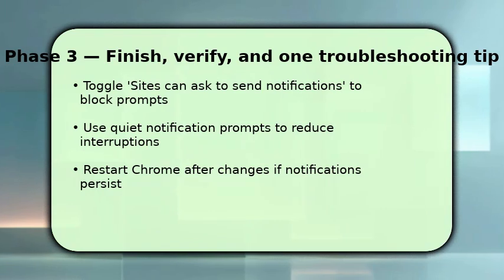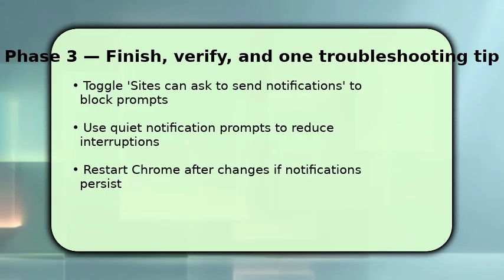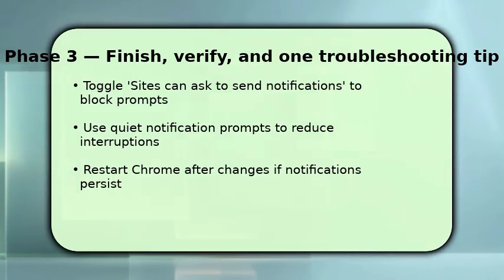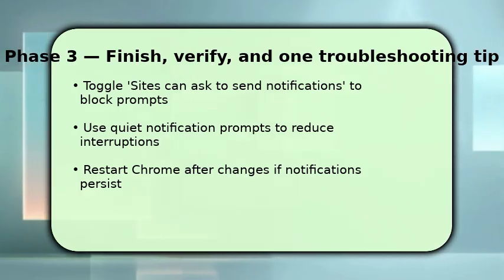Finally, decide whether you want to stop prompts globally or just quiet them. Toggle off sites can ask to send notifications to prevent new prompts entirely. This is the fastest way to stop interruptions. Alternatively, enable quiet notification prompts to reduce disruptions without breaking site functionality.